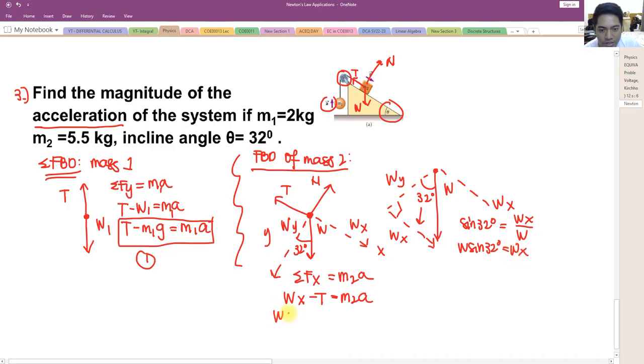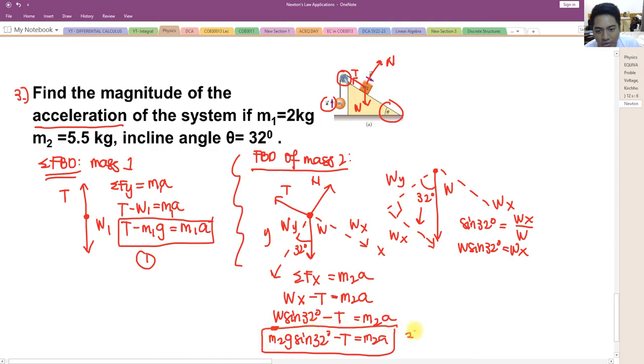Okay, so you have W sine of 32 degrees minus the tension. We don't know the tension. And we have M2A. And of course, the W, we can rewrite this as the weight of the mass 2. That would be the mass 2 times G times sine 32 degrees minus T equals M2A. Okay? This will be our equation 2.